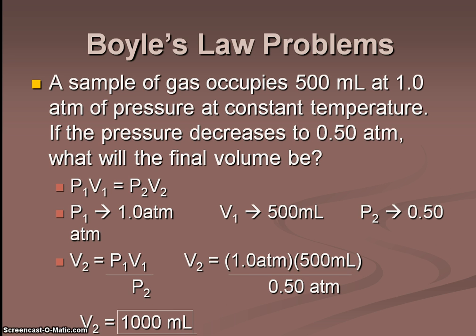And just check and make sure it makes sense. So if pressure went from 1 to 0.5, it was cut in half. The inverse of a half is to multiply it by 2. So 500 times 2 is 1,000, so that makes sense.